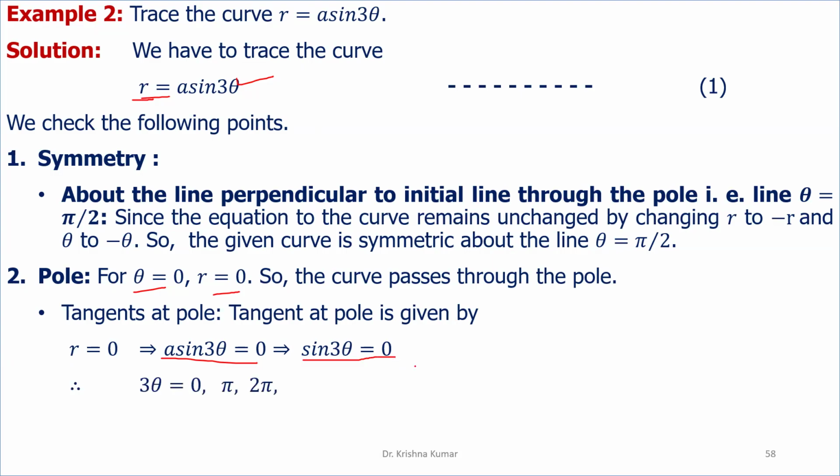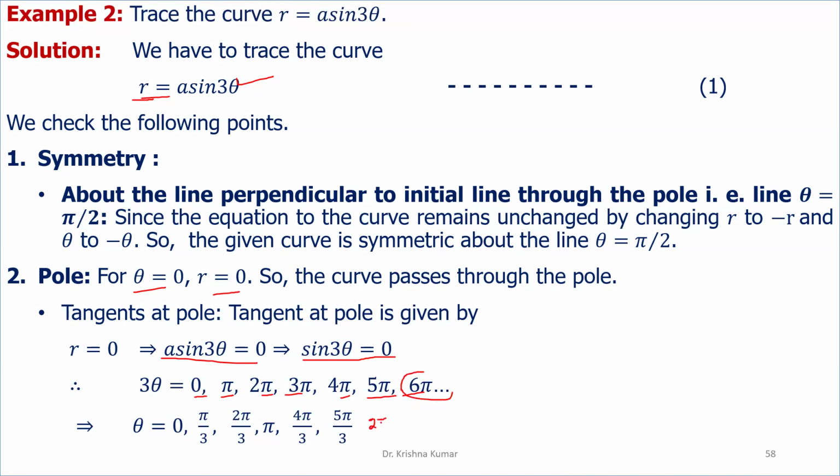And we know that sin θ is 0 when the value of θ is 0, π, 2π, 3π, 4π, 5π, 6π, and so on. So what is the value of θ here? θ is 0, π/3, 2π/3, π, 4π/3, 5π/3, and 6π/3 is nothing but 2π. We won't consider 2π because 2π is nothing but 0. So how many tangents do we have? 1, 2, 3, 4, 5, 6. There are 6 tangents over here.